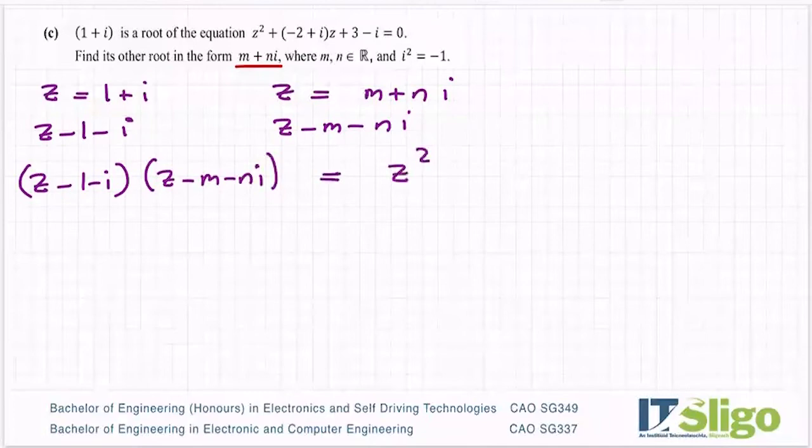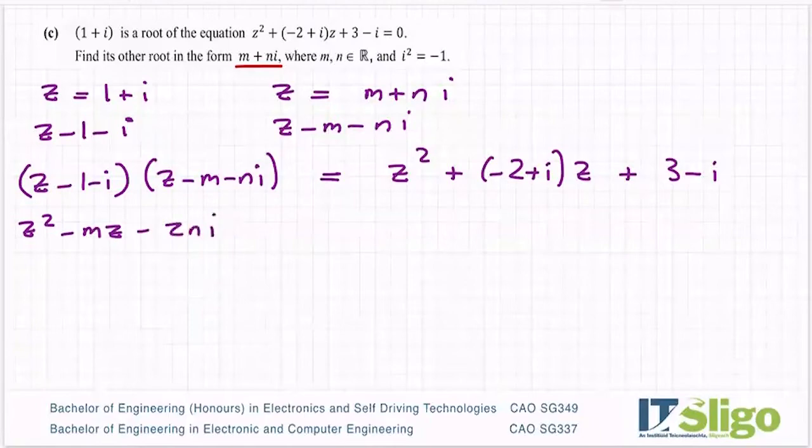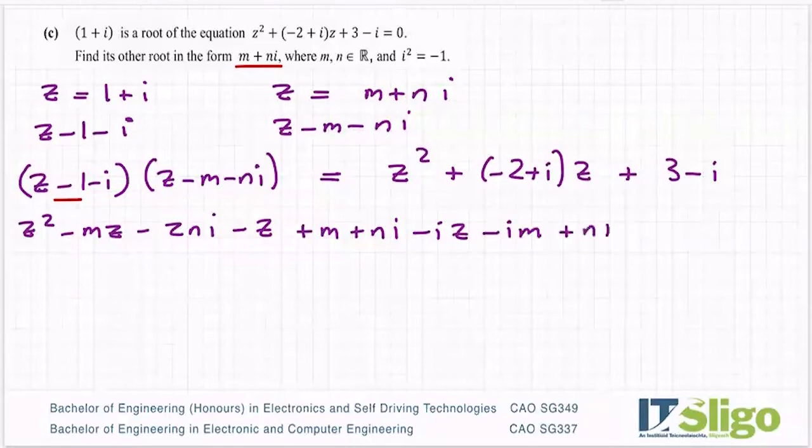and that should be equal to z squared plus minus 2 plus i z plus 3 minus i. So in other words, when you multiply factors together, you will get this. And it always looks worse than it actually is. So let's multiply this side out. You end up with z by z is z squared. z by minus m is minus mz. z by minus ni. Then let's multiply minus 1 by them all. I'll have minus z plus m plus ni. And then multiply the minus i by everything. Minus iz minus im plus ni squared.